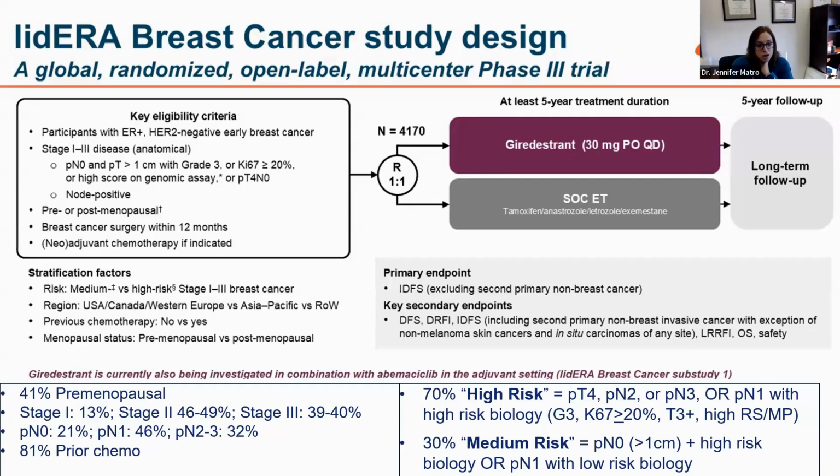About 40% were premenopausal. The vast majority were stage 2 and 3. And similarly, most patients had positive lymph nodes, but about 20% had lymph node negative cancer. And about 80% got chemo before they went on to their hormone therapy. And then here I just describe what the risk is. I'm not going to spend too much time on this, but there are different features that characterize high risk versus medium risk. High risk is bigger tumor with maybe skin involvement, more than 3 positive lymph nodes, really high risk biology.